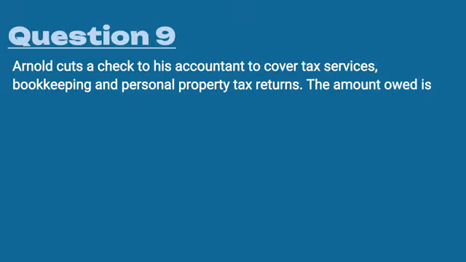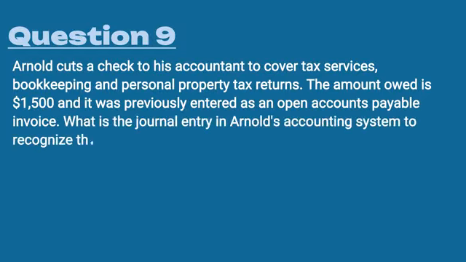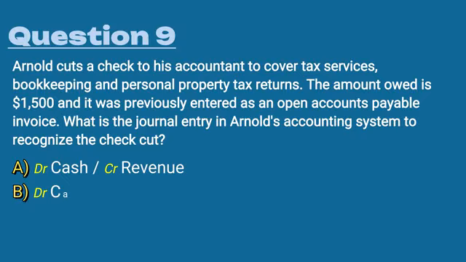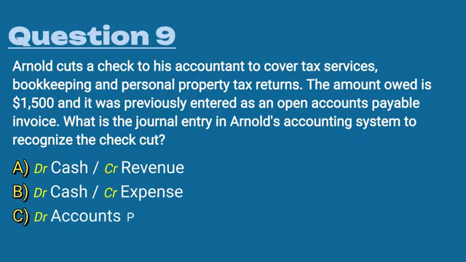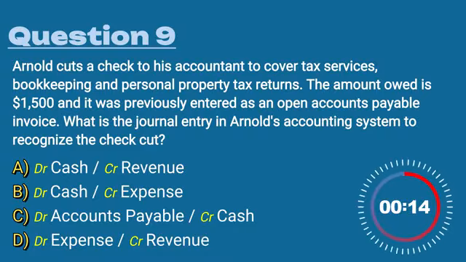The amount owed is $1,500, and it was previously entered as an open accounts payable invoice. What is the journal entry in Arnold's accounting system to recognize the check that is cut to pay his accountant? A, you would debit cash, credit revenue. B, you would debit cash and credit expense. C, debit accounts payable, credit cash. Or D, debit expense, credit revenue.